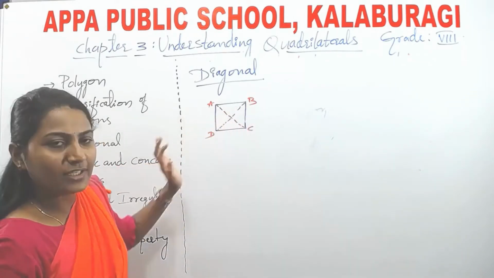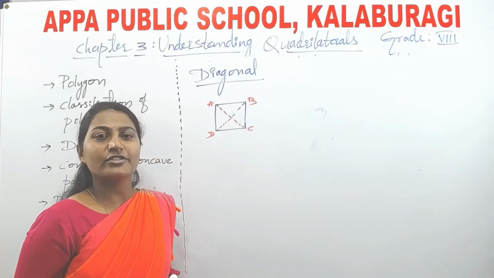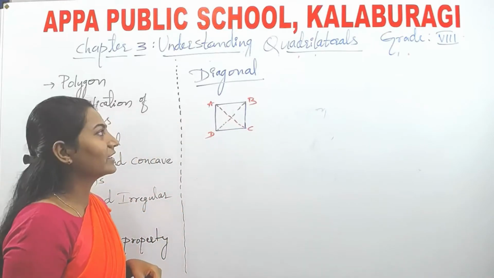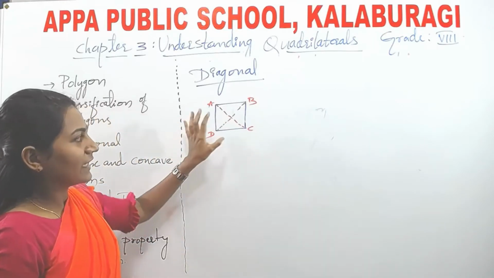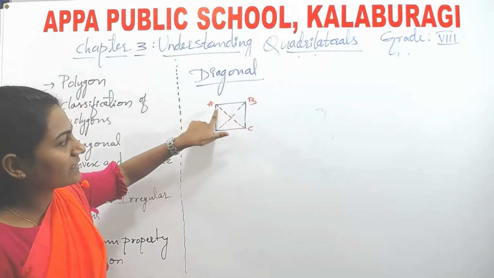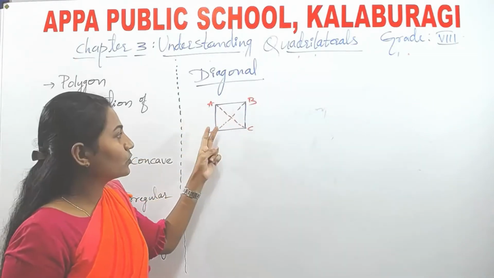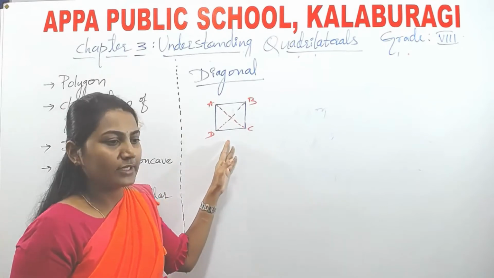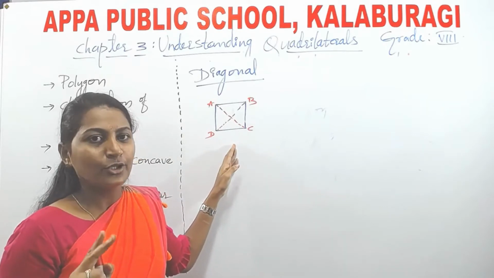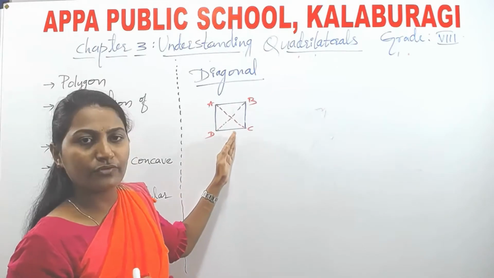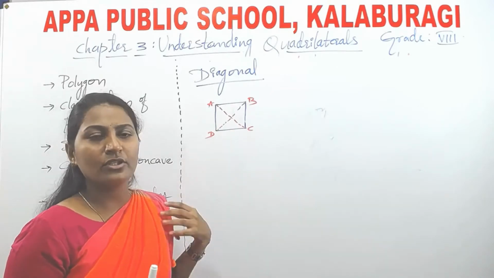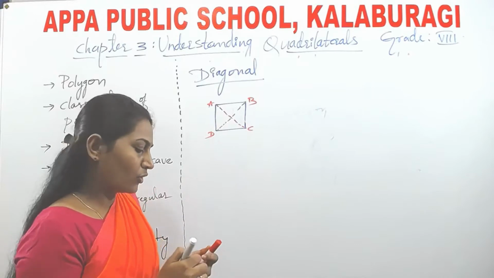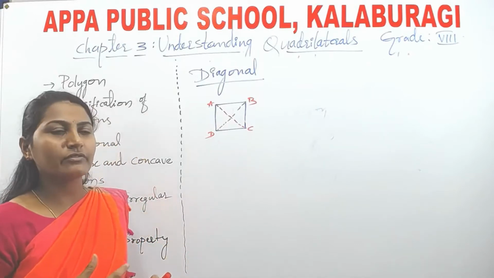So I call this a diagonal. But what is the proper definition for a diagonal? So let me define it. Diagonal is a line segment connecting two non-consecutive vertices of a polygon. Do keep in mind, diagonal is a line segment connecting two non-consecutive vertices of a polygon. So what is the meaning of non-consecutive vertices? Which are not very next to each other.